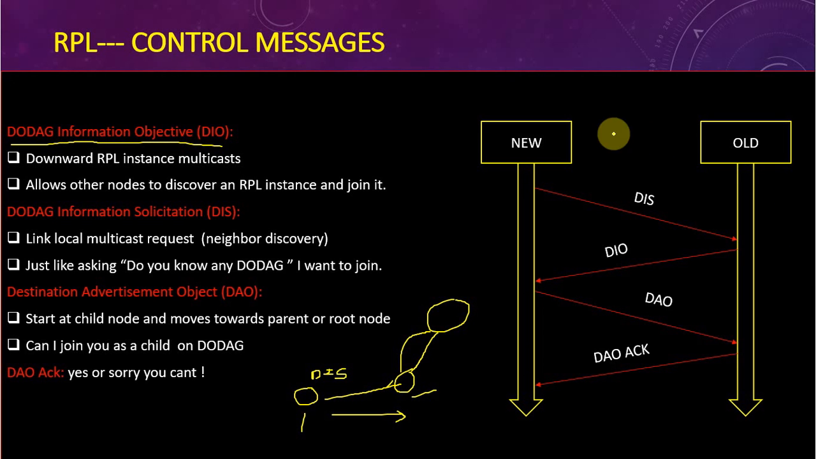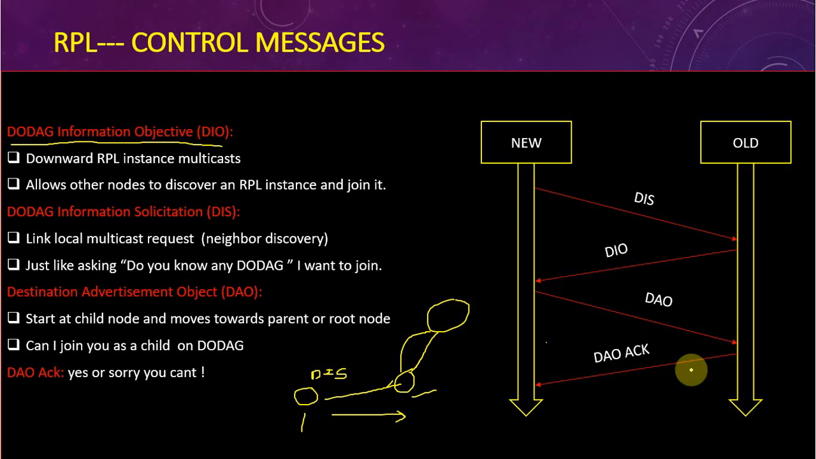Now we will come to this diagram. Here you can see this is the new node, or new sensor, and this is the old sensor which is already connected to the DODAG, let us assume. First the new node will transmit a DIS message saying, hey, do you know any DODAG? The old node will send a DIO, that is DODAG information objective, saying that yes, I know one DODAG. Then the new node will ask, can I join you as a child?